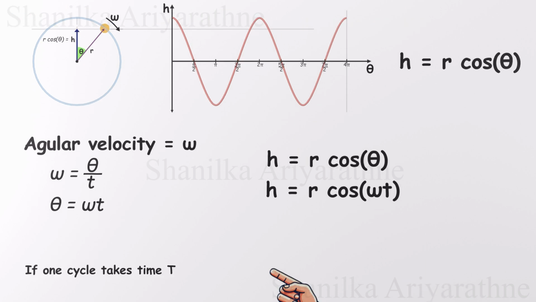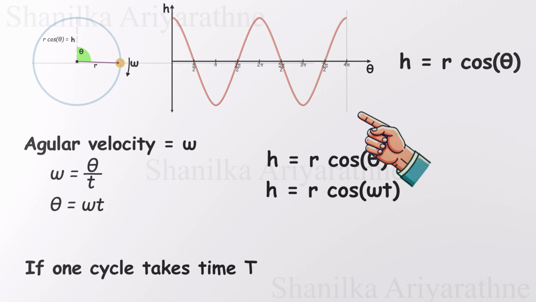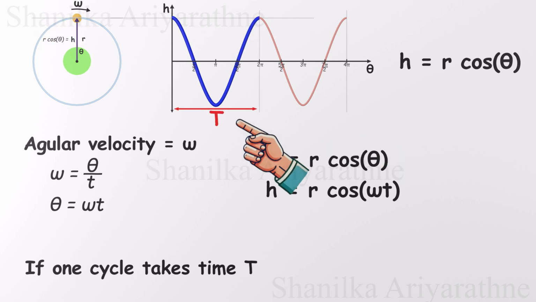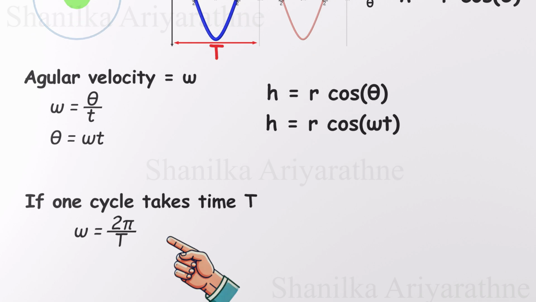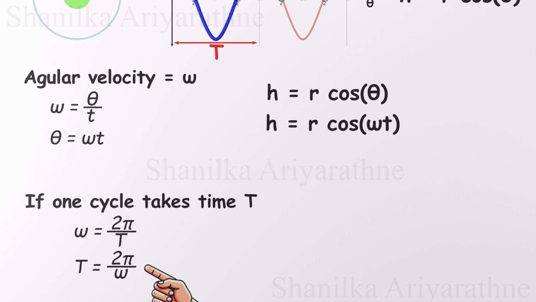Now let's figure out how long it takes the particle to complete one full circle. That time is called the period, and we'll label it T. Since one full rotation is 2 pi radians, and angular velocity is defined as omega equals 2 pi divided by T, we can rearrange the equation to solve for the period. T equals 2 pi divided by omega. This tells us exactly how long each cycle lasts, and from that, how often it repeats.